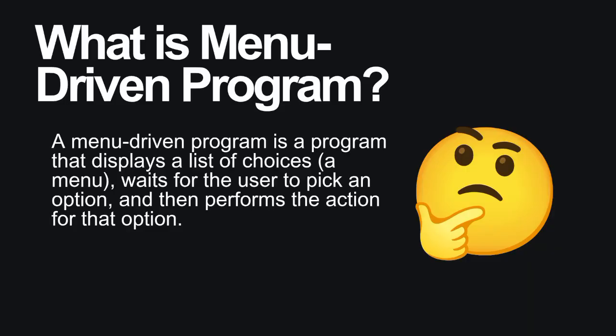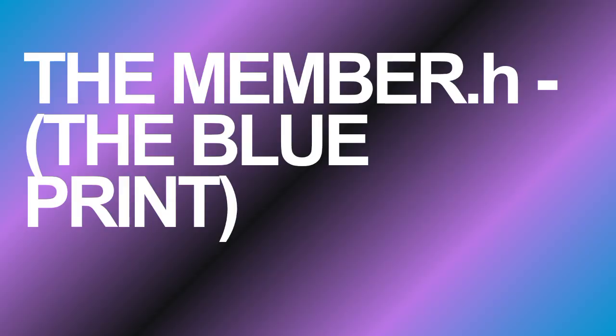But let's talk about what a menu-driven program is first. A menu-driven program is a program that displays a list of choices or a menu, waits for the user to pick an option, and then performs the action for that option. So basically, it allows users to choose what their program should do by selecting options from a menu. Now let's start breaking down the code and explain how it works.